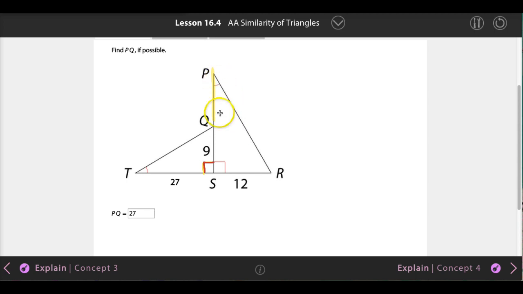So then, since this angle and that angle measure the same, and this angle and this angle measure the same, do you think that the 2 triangles are similar to each other? Yes, they are. And why are they similar? Because of the AA similarity theorem.